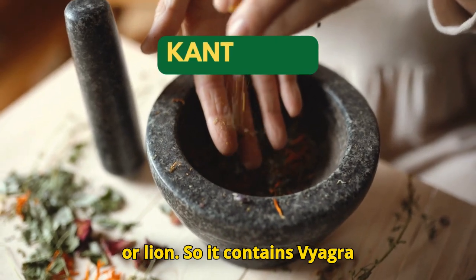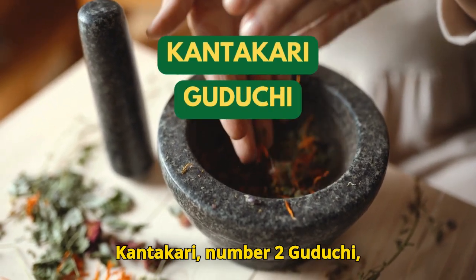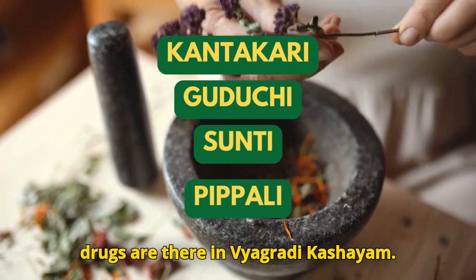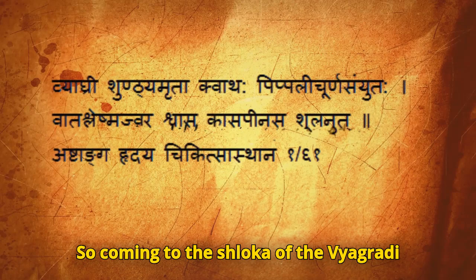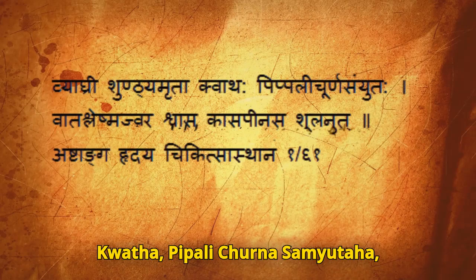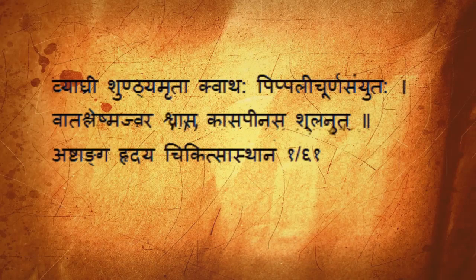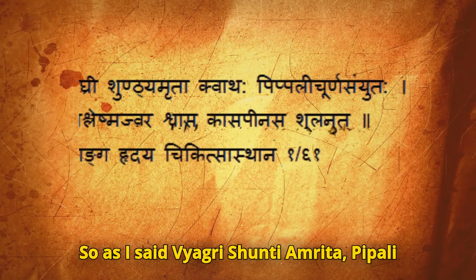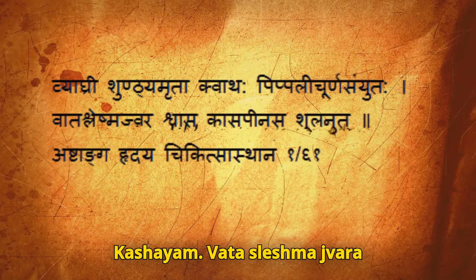So it contains Vyagra Kantakari, number 2 Guduchi, number 3 Shunti, number 4 Pipali. Only 4 drugs are there in Vyagradhi Kashayam. Coming to the shloka of Vyagradhi Kashayam: Vyagri Shunti Amrita Kwatha Pipali Churna Samyutaha, Vata Skleshma Jwara Kasa, Shwasa Pinasa Shulanut. These are the ingredients in the Kashayam.